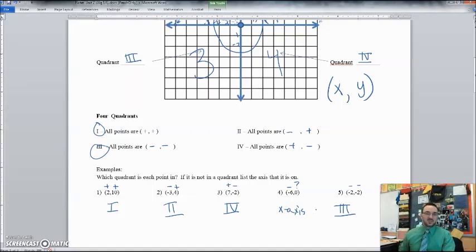Okay, so hopefully this has been helpful. These are the first section of our notes in Chapter 2, and this just gives you a general overview of the coordinate plane.